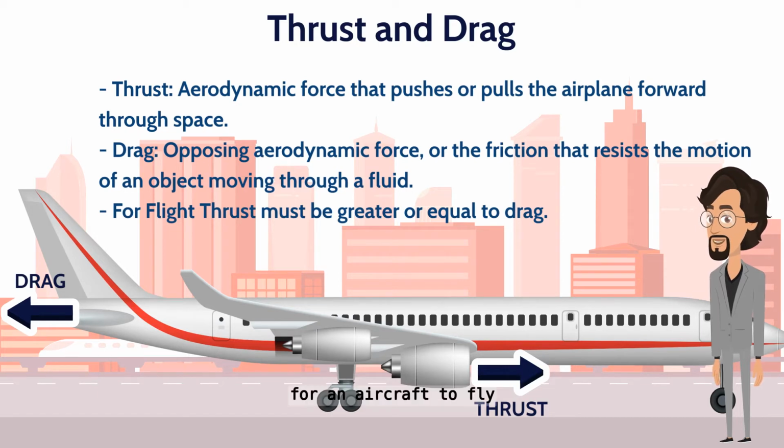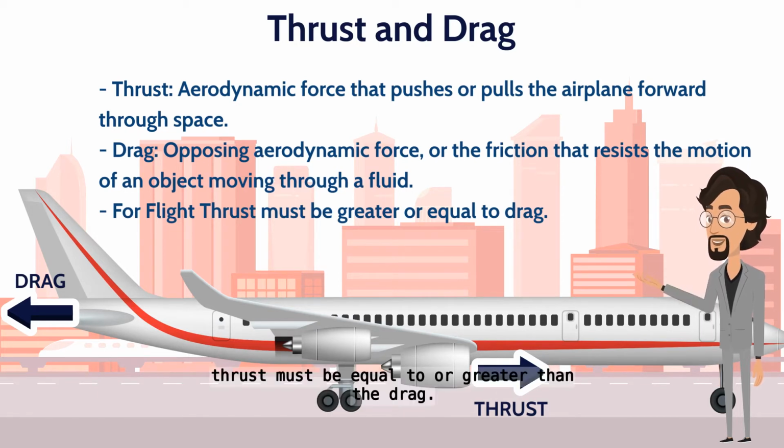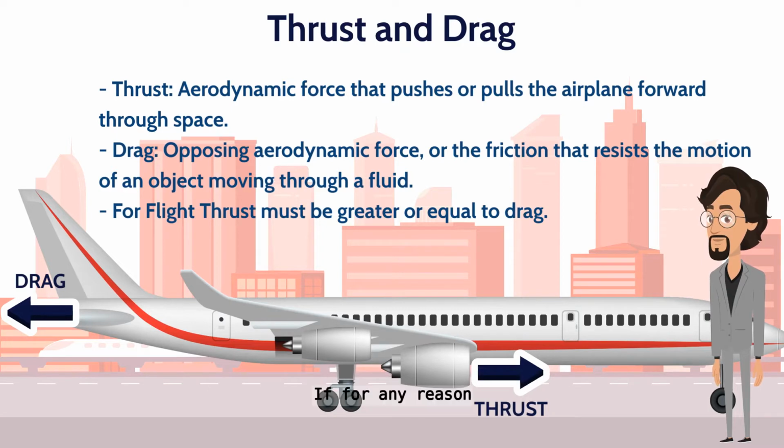For an aircraft to fly, thrust must be equal to or greater than the drag. If, for any reason, the amount of drag becomes larger than the amount of thrust, the plane will slow down. If the thrust is increased so that it's greater than the drag, the plane will speed up.